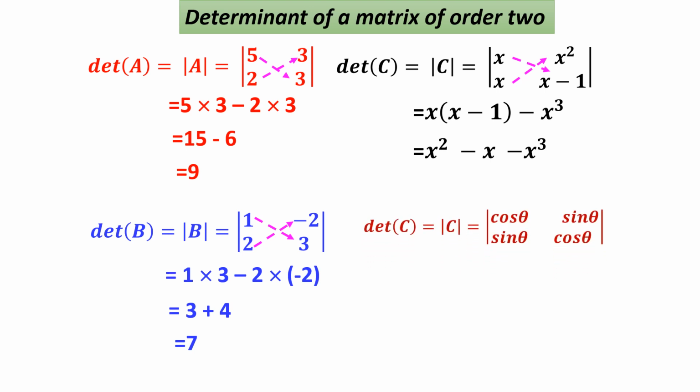Here we are having trigonometric entries inside the determinant. Cos theta multiplied with cos theta, sin theta multiplied with sin theta, subtracted. Cos square theta minus sin square theta. It's not equal to 1, be careful.